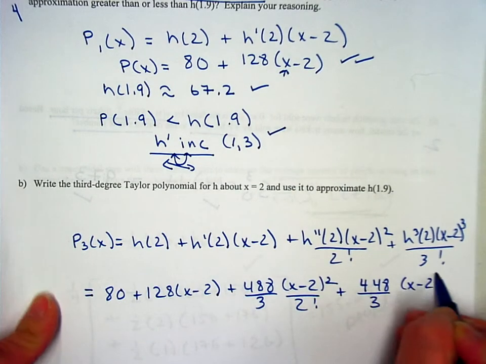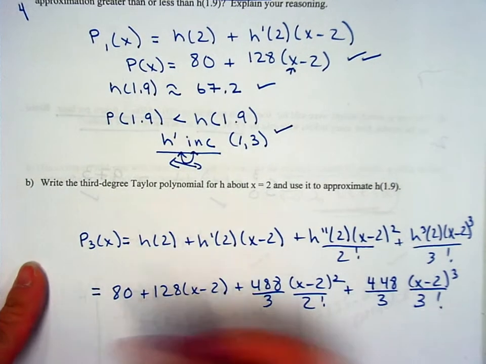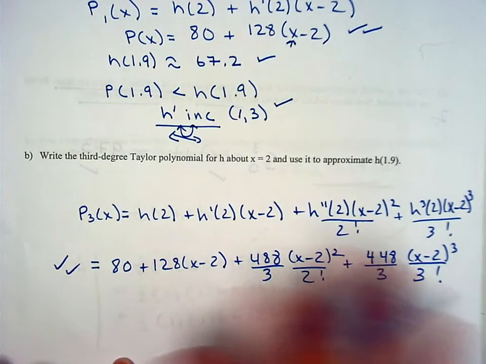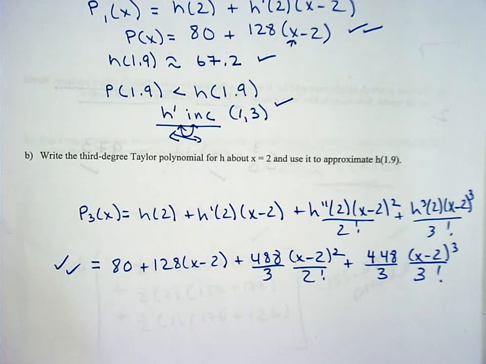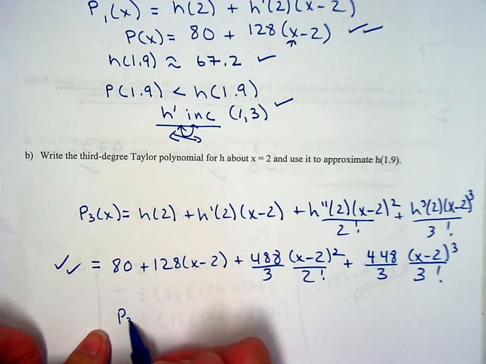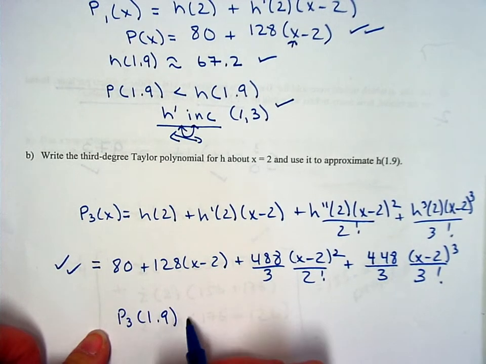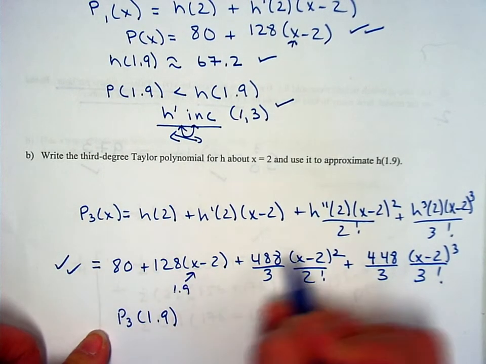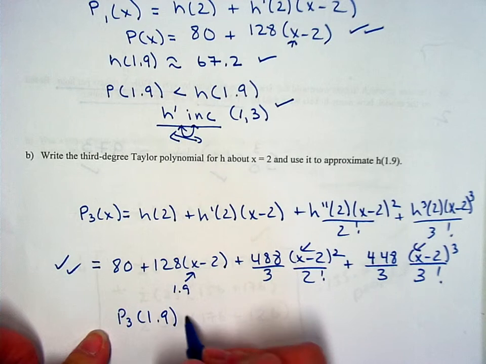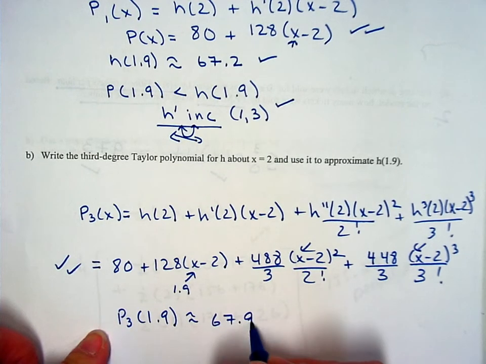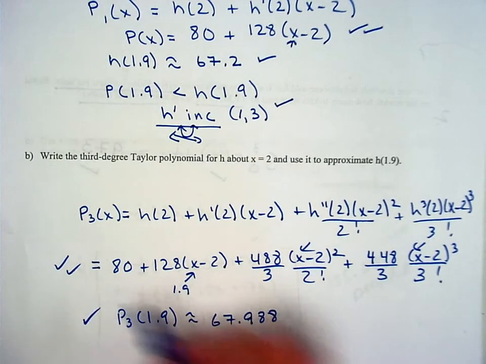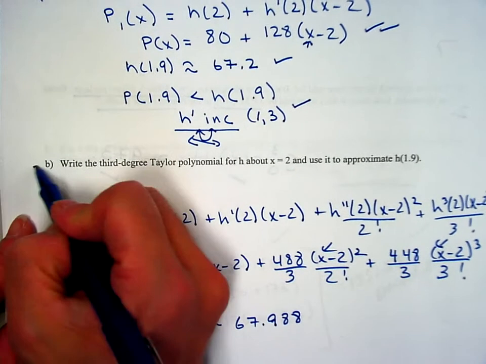Now all I'm doing is plugging into here. It is 2 points for the entire polynomial, minus 1 for each error that you have. And then now they ask you, using this, go ahead and plug in 1.9 wherever you see the x and punch it out on your calculator. And I get 67.988, which is the approximation. This is a 3-point question here.